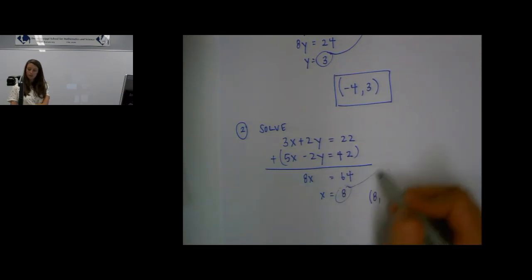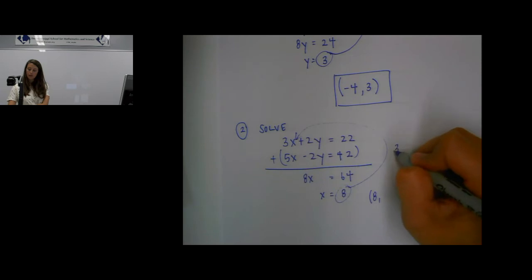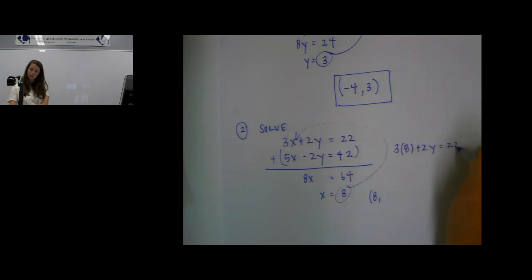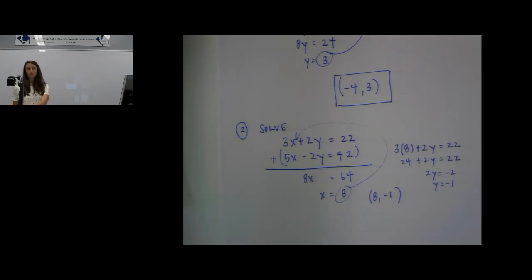I'm going to take that number and plug it in. So I'm going to have 3 times 8 plus 2y is equal to 22. So it's going to be 24. Subtract, so it's going to be 2y is equal to negative 2. So y is going to be equal to negative 1.